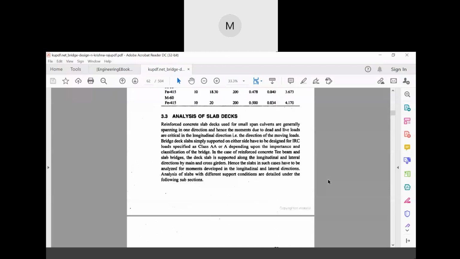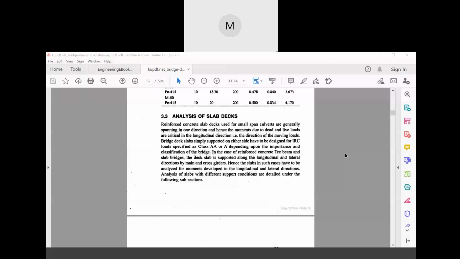In case of reinforced concrete T-beam bridge, the deck slab is supported along the longitudinal and lateral directions by main and cross girders. Since the slabs in such cases have to be analyzed for moments developed in the longitudinal and lateral directions. So now look, the load patterns are different for different kinds of loadings, right? So we have IRC class A, class AA, class B, okay? So on the basis of these load patterns, we have different design elements, how a bridge structure will be designed or something like that, right?